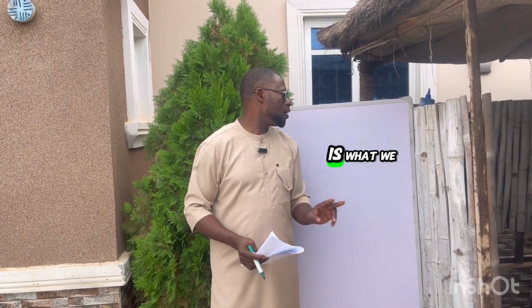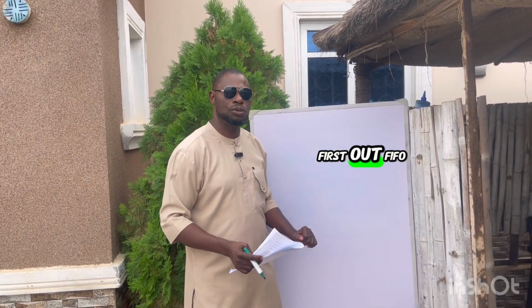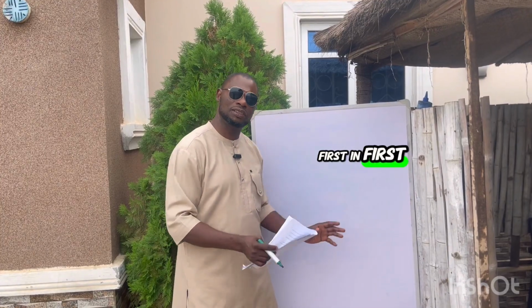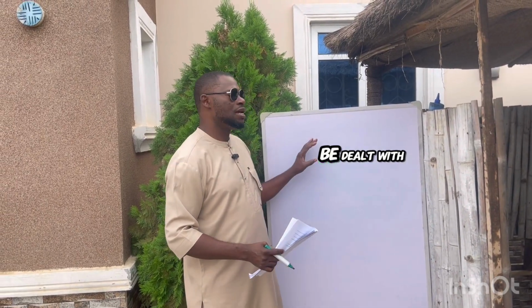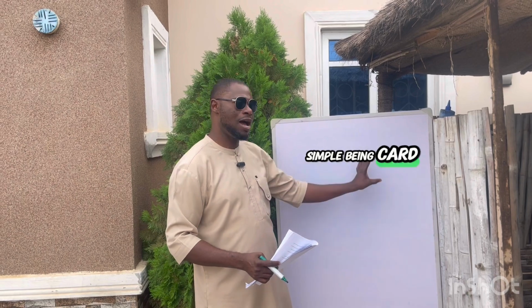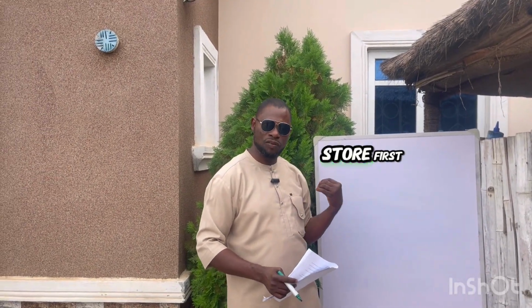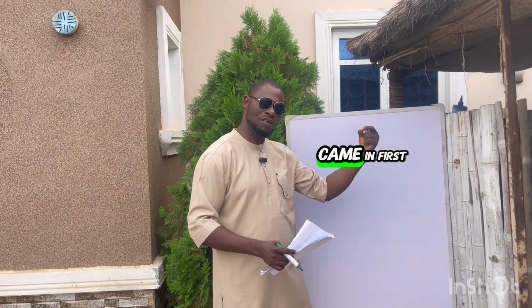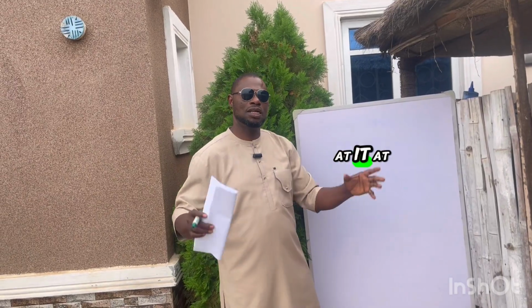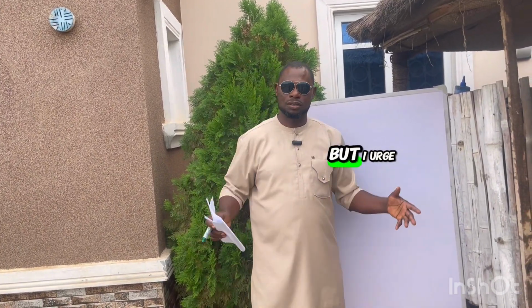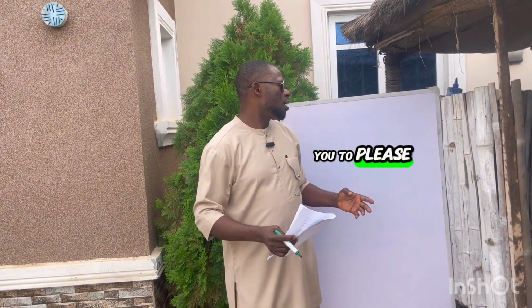The first method is what we call first in, first out, FIFO. That will be dealt with. It's a very simple bin card kind of calculation. The one that came into the store first, at that price, when you are issuing out, you have to take it at that price. The one that came in first has to go out first, and it has to go at a particular rate. So that is first in, first out. We'll look at it at another class, not this class. But I urge you to please read it up.